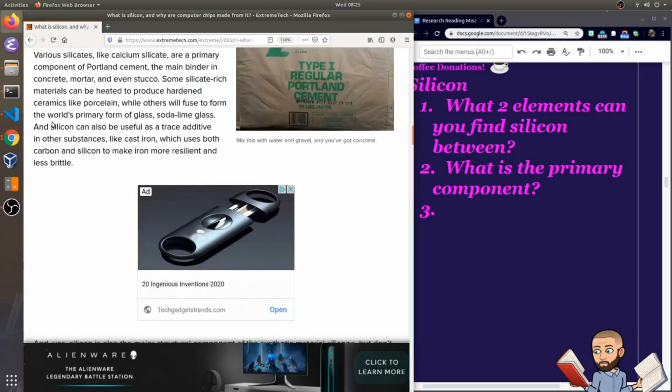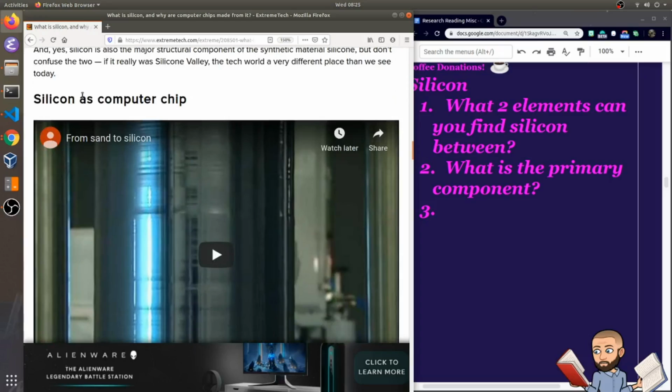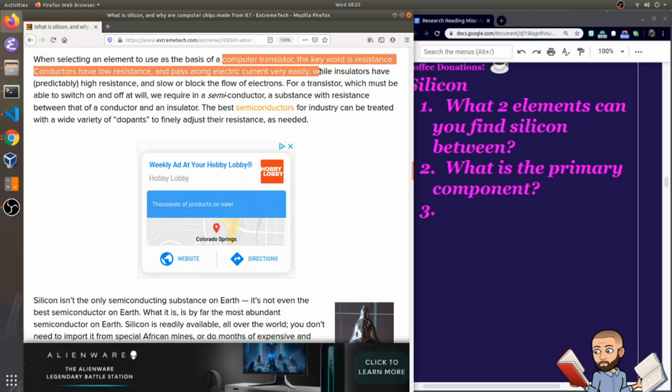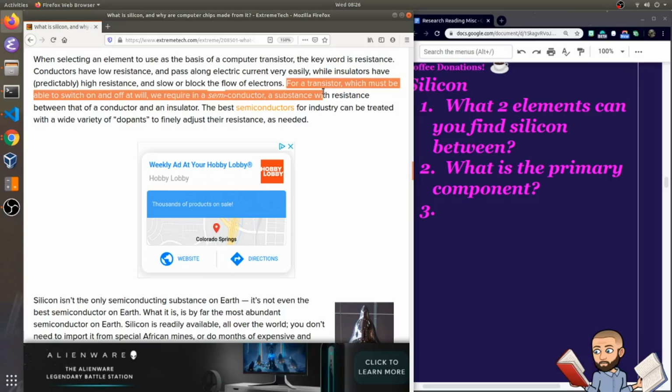I'm going to skip this paragraph about other uses of sand. We're going to scroll down to silicon as a computer chip. So in selecting an element to use as the basis of a computer transistor, the key word is resistance. Conductors have low resistance and pass along electric current very easily, while insulators have predictably high resistance and slow or block the flow of electrons. For a transistor, which must be able to switch on and off at will, we will require a semiconductor, a substance with resistance between that of a conductor and an insulator.